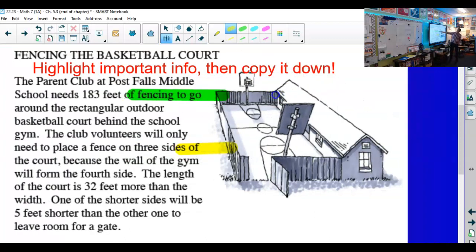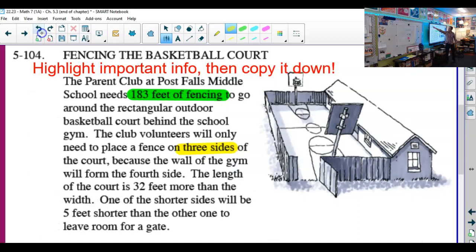So guys, if you wanted to draw a quick little picture, I think my computer's doing the glitchy thing today. If you wanted to draw a quick little picture, we're only going to have 3 sides of the fence, but we don't know how long any of them are quite yet, but the building is going to serve as like the other fence, essentially. Okay, so 3 sides.